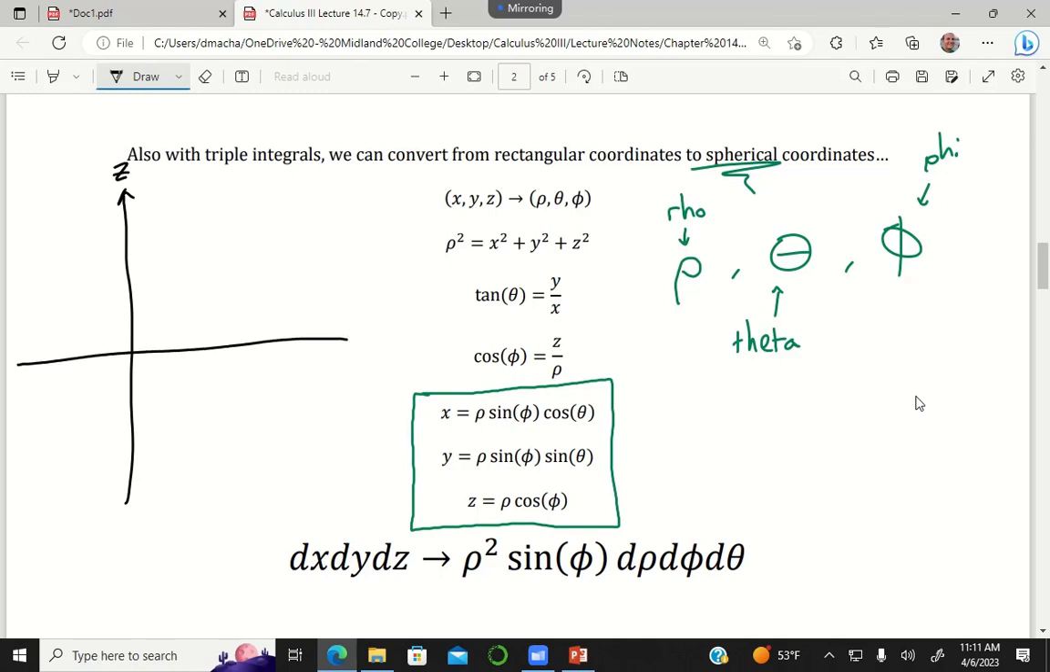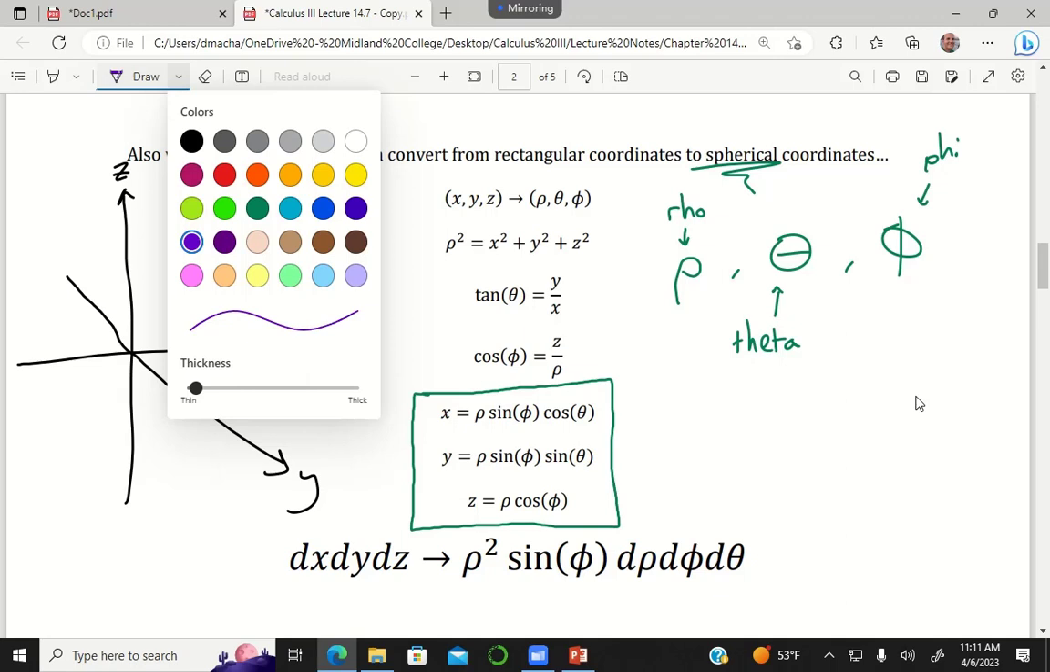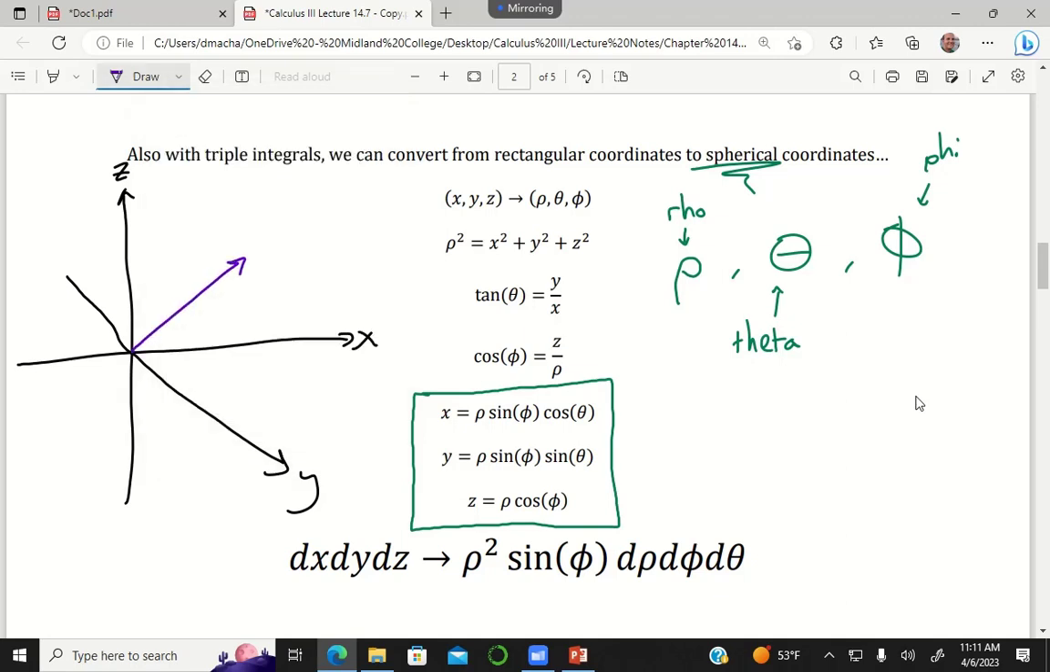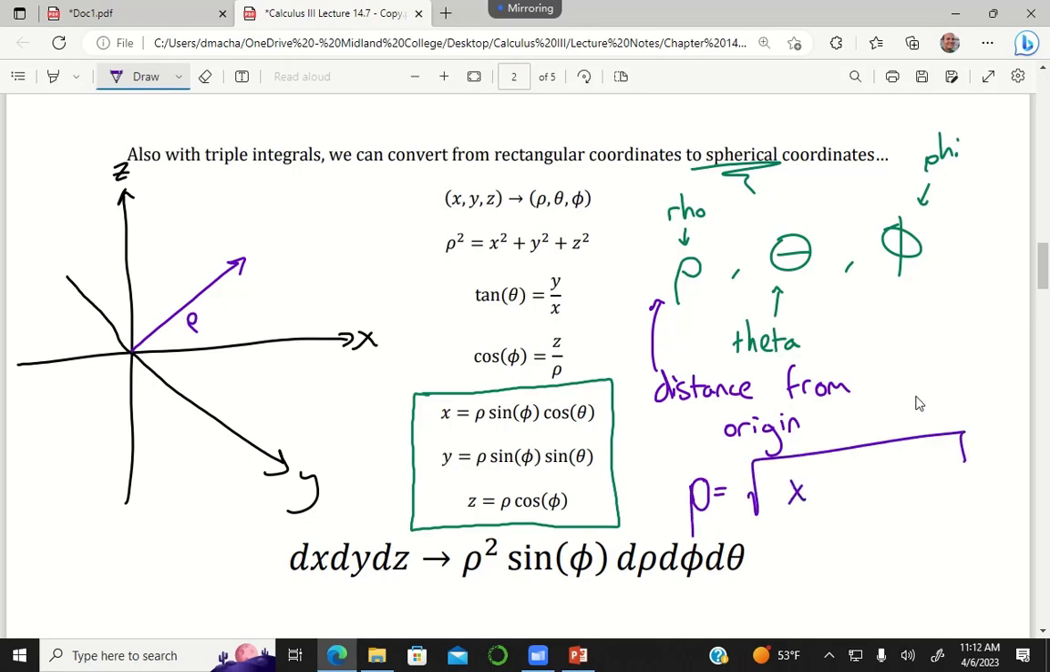And again, we already did this, but I'll just remind you. Here's my 3D space. If I have some vector with the base at the origin, the length of this vector is rho. So rho is just the distance from the origin. In other words, rho is equal to the square root of x squared plus y squared plus z squared. It's the distance from the origin.